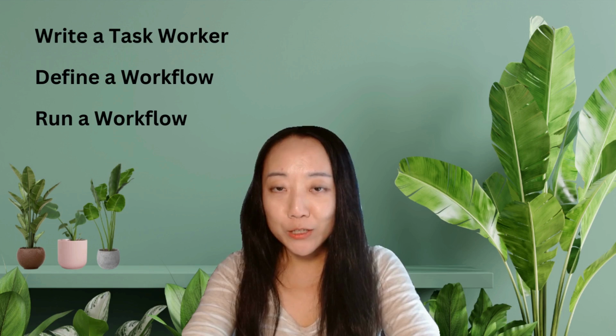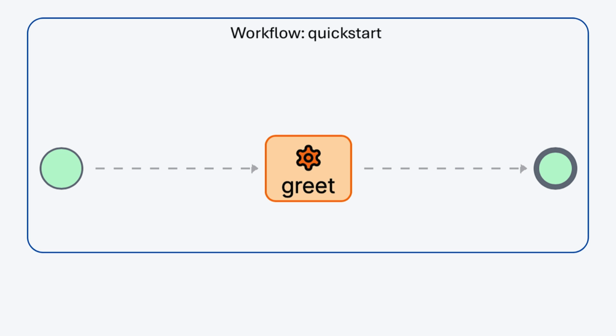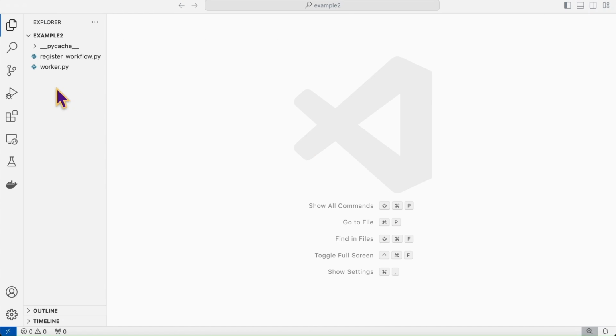We need to write a task worker, which executes a task. We need to define the workflow and run the workflow. In this example, it has one task called greet. When the workflow is executed, it will ask for an input name and run the greet task with that input name. There are two Python scripts here.